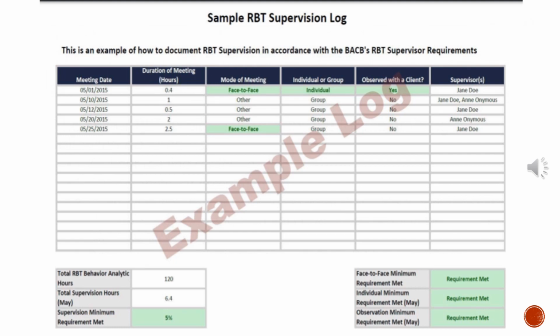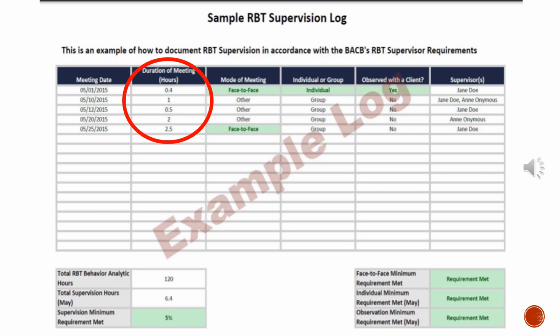The BACB provides this example of how to track your supervision requirements per month. On the left-hand side, in the section that is circled, the RBT lists the date that supervision occurred. This helps them keep track of what days supervision occurred throughout the month.